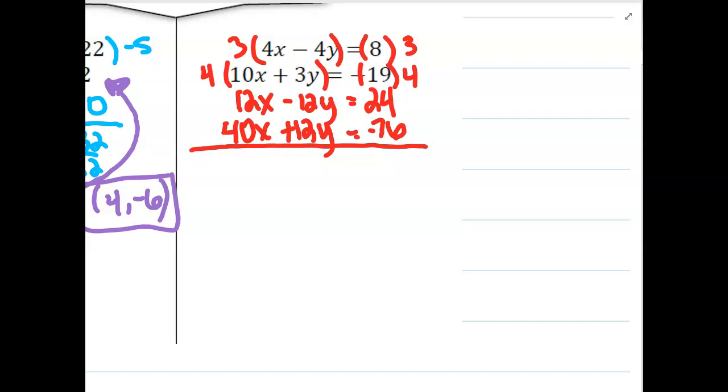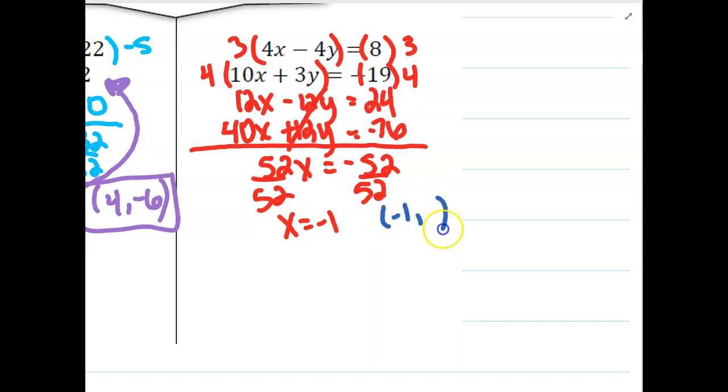Once you do this step, then it's the same as what we've been doing. Because notice, my y's cancel out. So 12x plus 40x gives me 52x. 24 and negative 76 gives me negative 52. Divide by 52, and we get x equals negative 1. Which means your answer is negative 1 comma something.